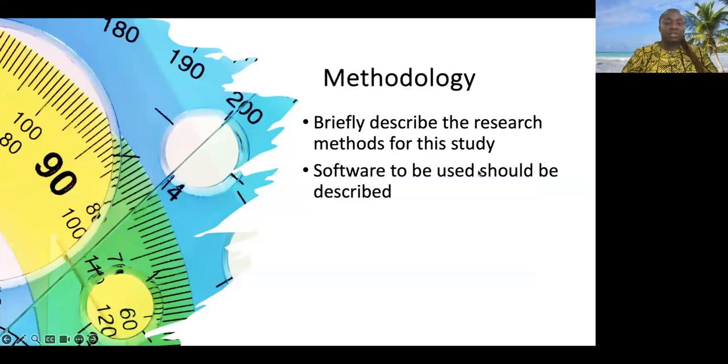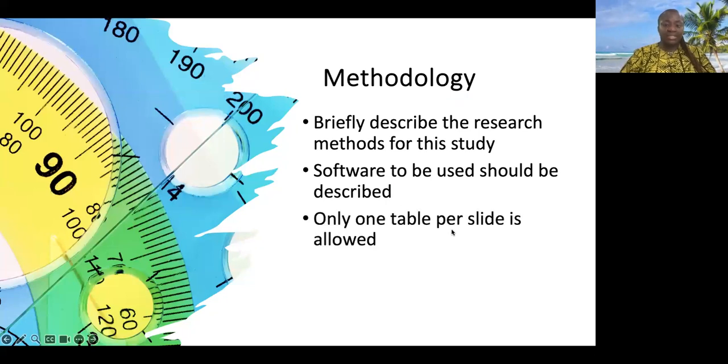Then in methodology, briefly describe the research method you would use in this study. Are you going to be doing experiments? Are you going to be doing simulation? Are you going to be using questionnaires? Whatever you're planning to do, you need to outline it here. If you're using questionnaires, you need to tell us that, okay, you plan to use questionnaires. We don't need to see the detail here because it's just a proposal. And the software, you can just briefly describe the software.